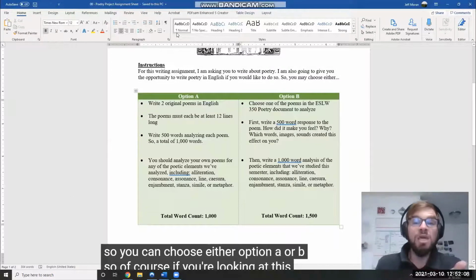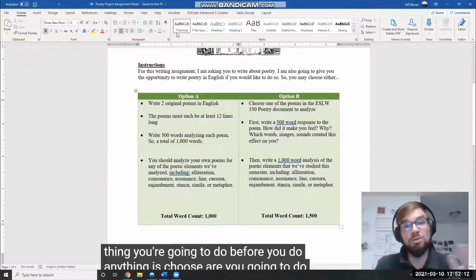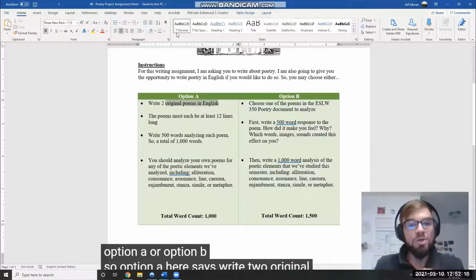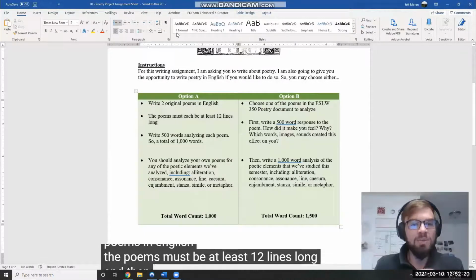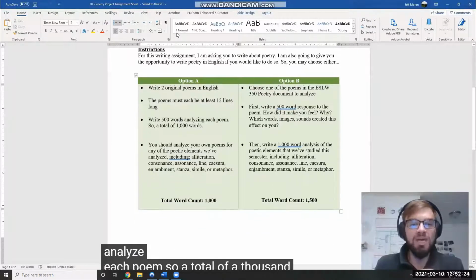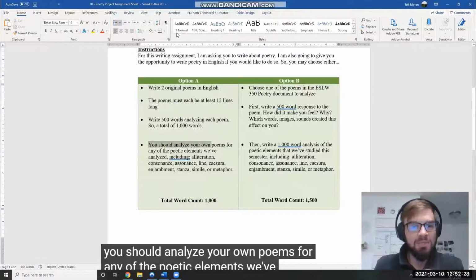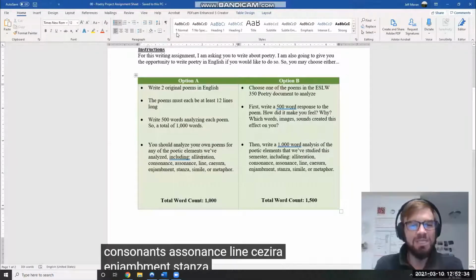Of course, if you're looking at this, the most important thing you're going to do before you do anything is choose: are you going to do option A or option B? Option A here says write 2 original poems in English. The poems must be at least 12 lines long, and then you can write 500 words to analyze each poem, so a total of 1,000 words. You should analyze your own poems for any of the poetic elements we've analyzed, including alliteration, consonants, assonance, line, caesura, enjambment, stanza, simile, or metaphor.